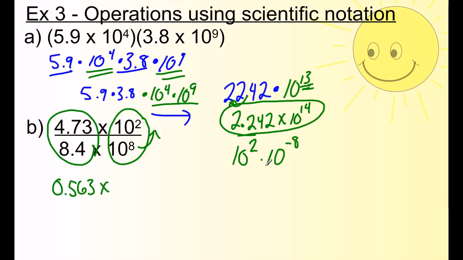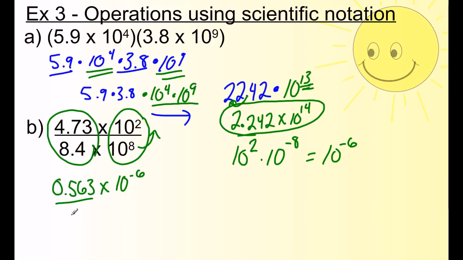And now again, I have two powers with the same base. I add the exponents together, get 10 to the negative 6th. And this would almost be in scientific notation, except for my number out front again. It is wrong. It's not a single-digit number in front of the decimal. It's 0.5. I want it to be 5.63. So this number, look, it's small. It is less than 1.